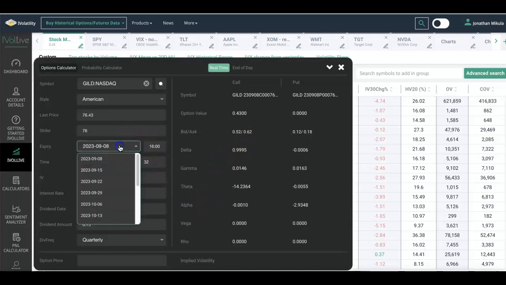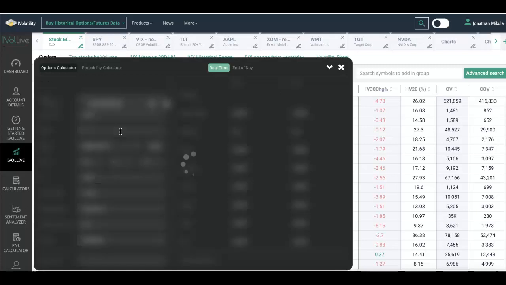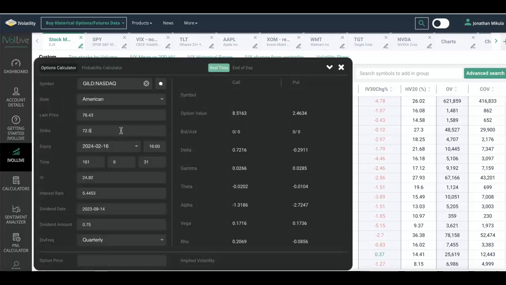So now if we wanted to look further out into the future, let's say 6 months out or so, we could come here to the February 16th, 2024, and we could go further out of the money, right? We could say, okay, let's look at the 72.50 here. So we're lower than the current share price of Gilead, 76.43. So from a call, that'd be in the money. And you can see here is the pricing.